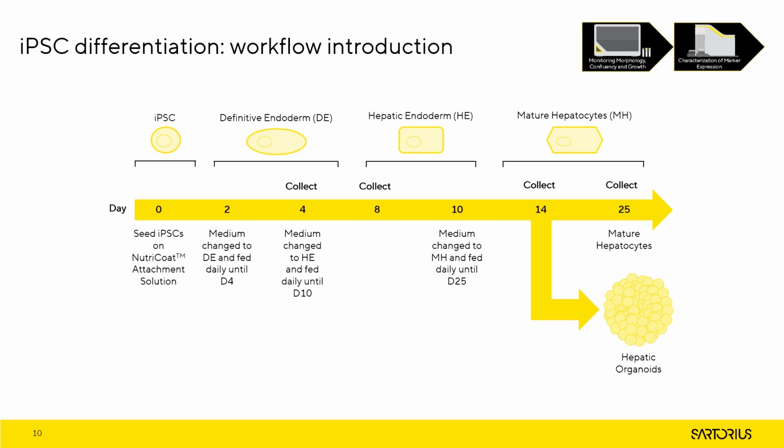So the cells are collected and then seeded into a 3D culture matrix such as Matrigel and fed with a specialized hepatic organoid medium until organoids begin to form. The organoids can then be monitored in the IncuSite and analyzed using the IQ as has been done throughout this differentiation process. So on the next couple of slides, I'll go through some of the results of this workflow.